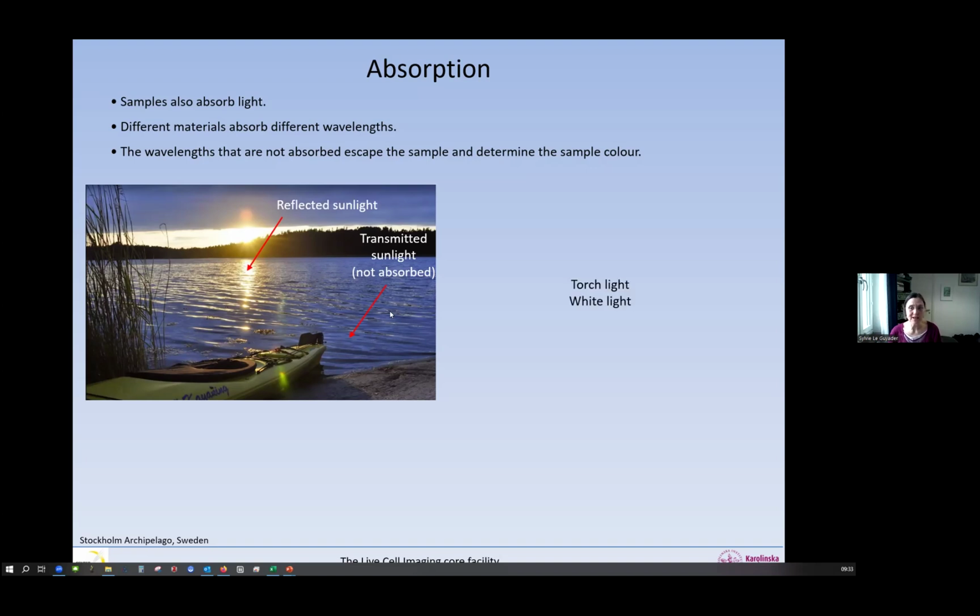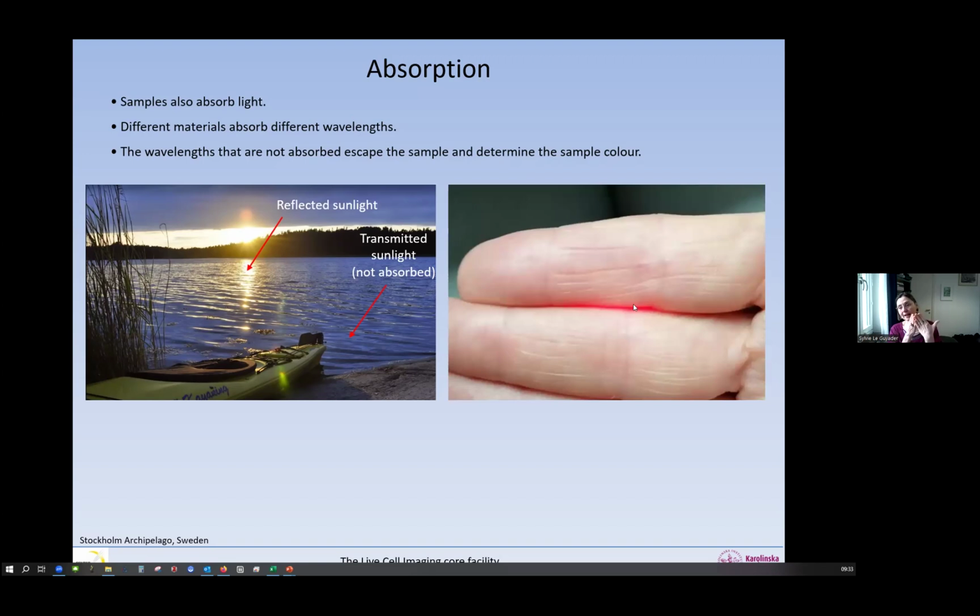Right? So it's exactly the same thing that happens in our samples. And now if I take a torchlight and I put it behind my hand like this, so this is white light. I bring in a lot of wavelengths, I put it behind my hand and I take a picture. What I see here, even though I'm shining white light on the other side, is red light. And why?